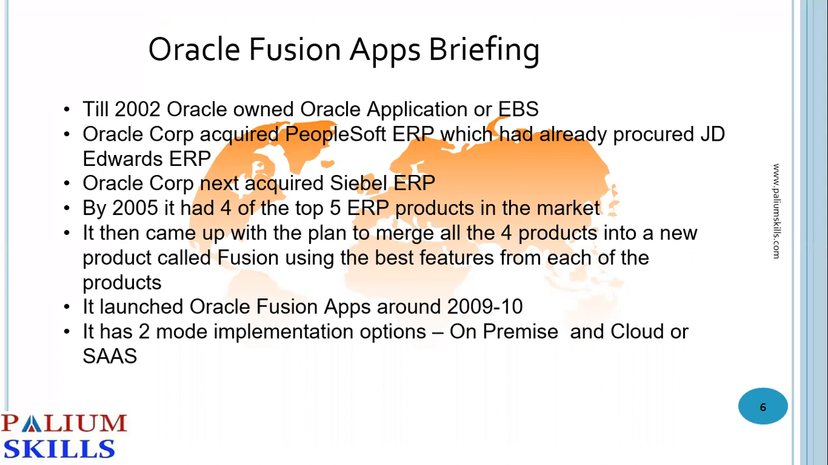And at that time, Oracle was wondering what to do. Initially, the market was really messed up, and there was a lot of uncertainty in terms of what's going to happen. But Oracle had its own game plan, and it came up with a plan to merge all these 4 products and create a new product using the best features from each of these products. And this was called Fusion. And that's why around 2009-10, they launched the Fusion application.